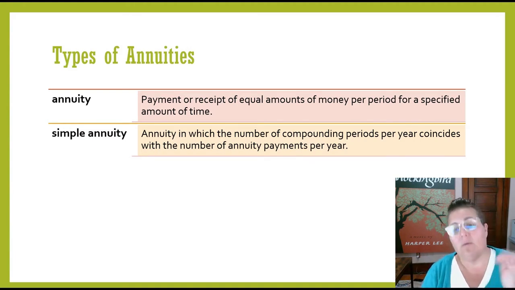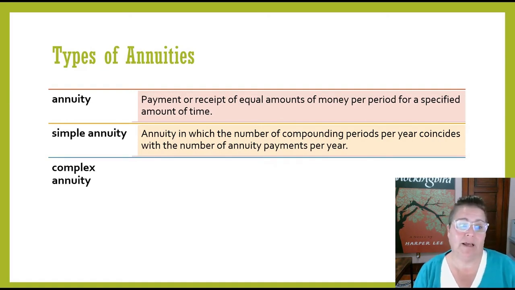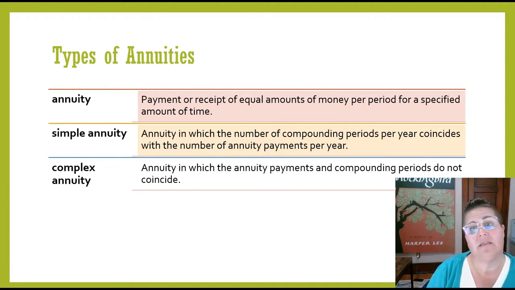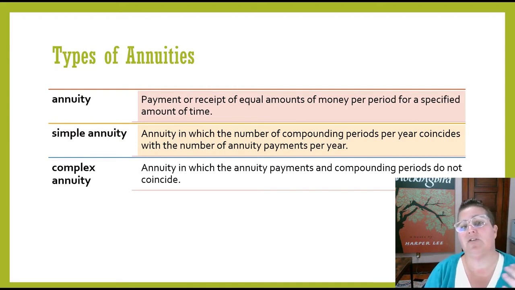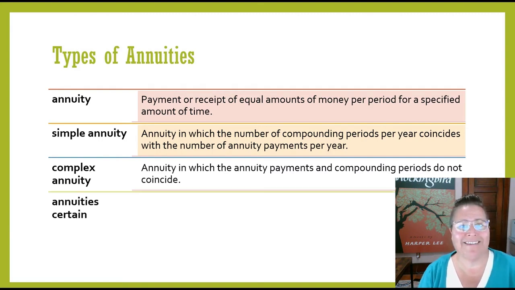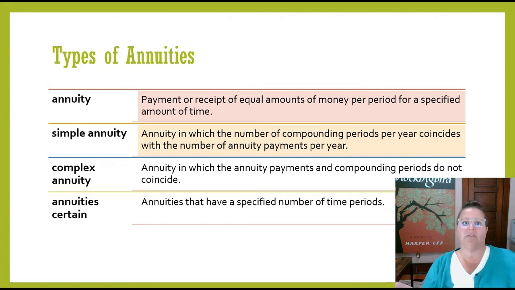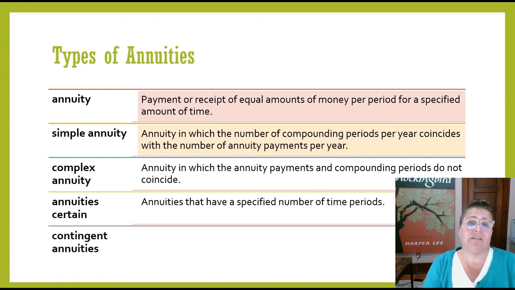All right? When they don't match up, that's called a complex annuity. In a complex annuity, the compounding periods and the payments don't coincide. So it might be compounding annually, but you're paying monthly. And if you remember partial payments, those are rough. Annuities certain are annuities where you specify the number of periods. So the time doesn't matter. We're not going to say 4 years. We're going to say rather we're going to make 4 payments. That's an annuity certain. And then some annuities are contingent.